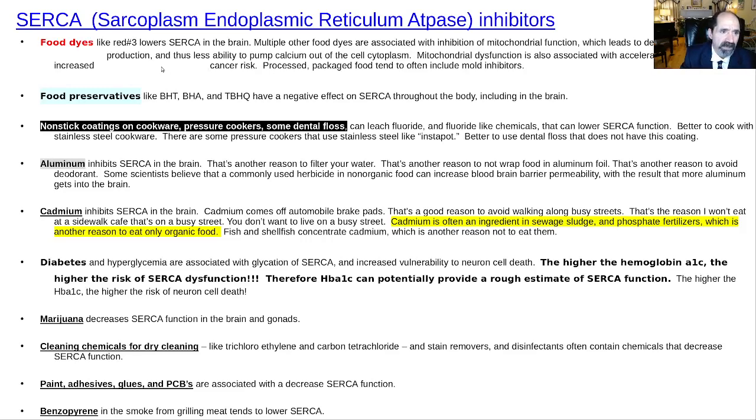So some of these things related to food are food dyes. Some of these food dyes will inhibit SERCA in the brain. That's really bad. That's another reason processed foods are always bad. Just stay away from them. The only thing that's remotely a processed food that I would eat would be oatmeal. That's it. Everything else would just be the item itself.